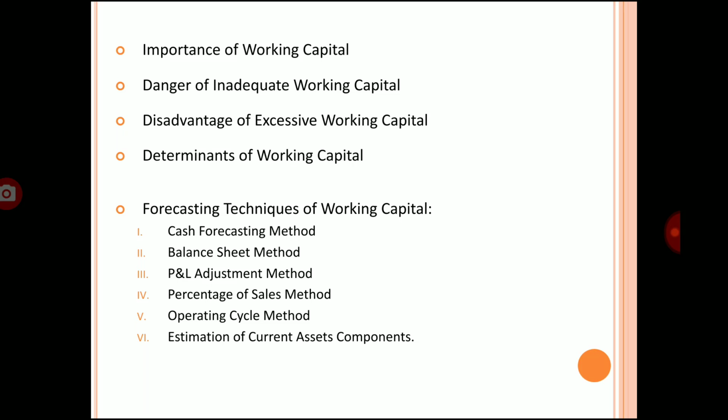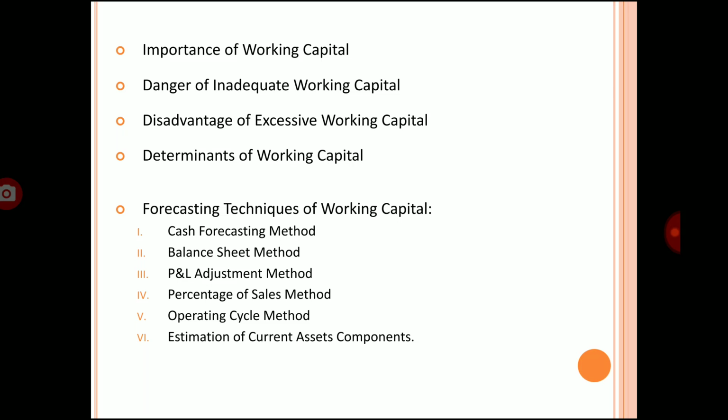Then there is the operating cycle method. Under this method, working capital is determined according to the operating cycle concept. What is the operating cycle? You have to put some cash in your business. That cash will be converted into raw material. That raw material will be converted into work in process, which will convert into finished goods. That will convert into receivables, and those receivables will convert into cash. That is a cycle, a cash to cash cycle.